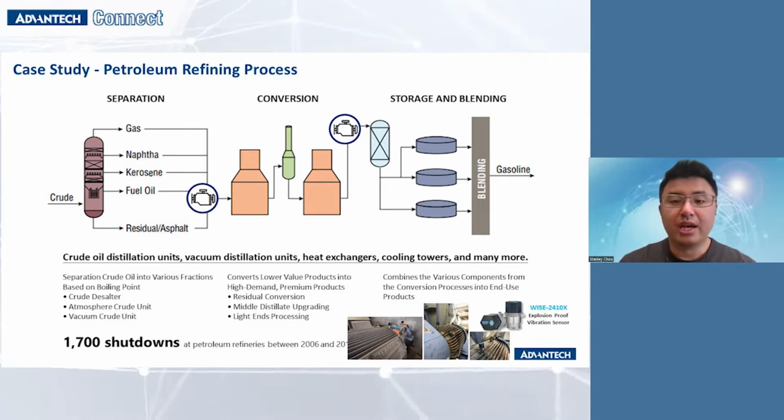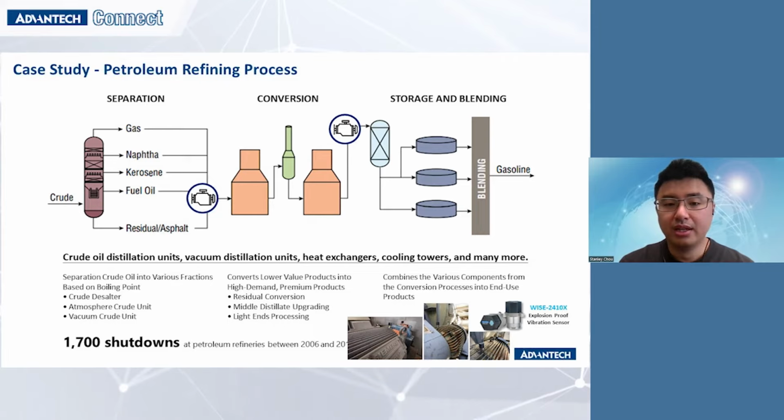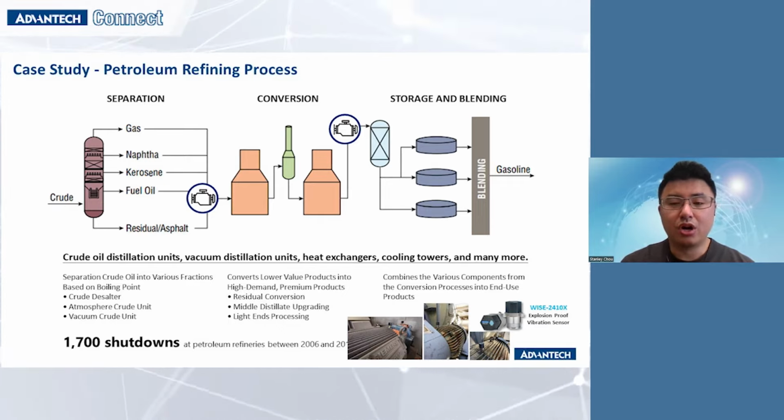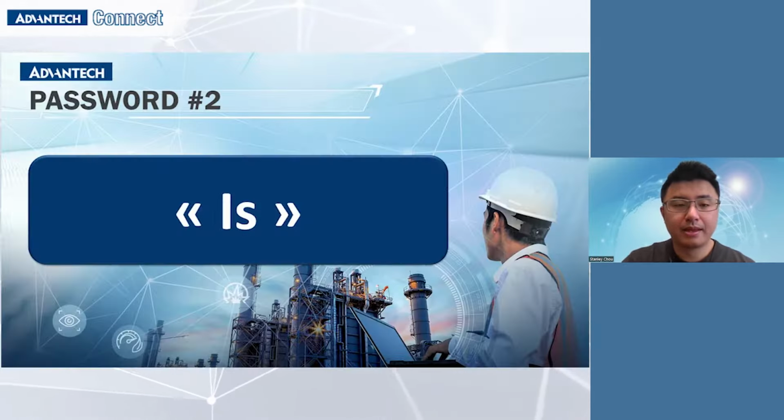The U.S. Department of Energy reports that there were around 1,700 shutdowns at petroleum refineries between 2006 and 2017, and 46% of these were due to mechanical breakdowns. So with the product, the 2410, users can monitor equipment remotely and use the equipment's data for applications such as failure prediction and maintenance decision support. Advantech can help customers drive their digital transformation and deliver value through such means as improving plant productivity and efficiency. This is my sharing today. Thanks.